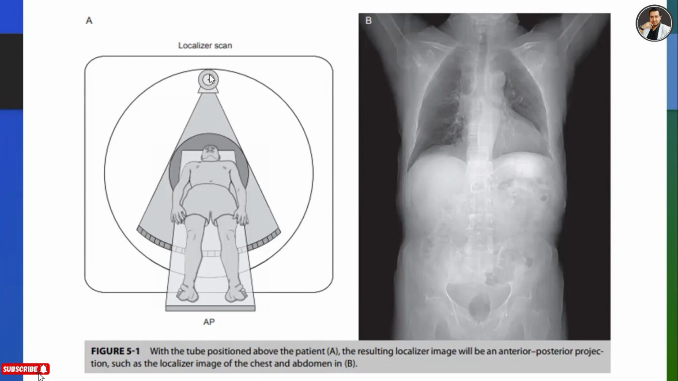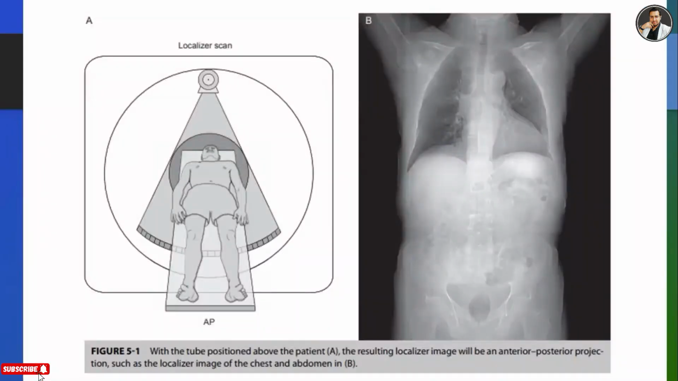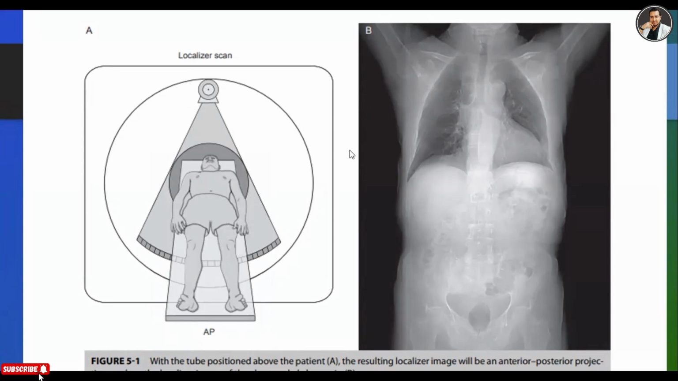The X-ray tube must be positioned above the patient. If the X-ray tube is not above, we will get a lateral topogram.